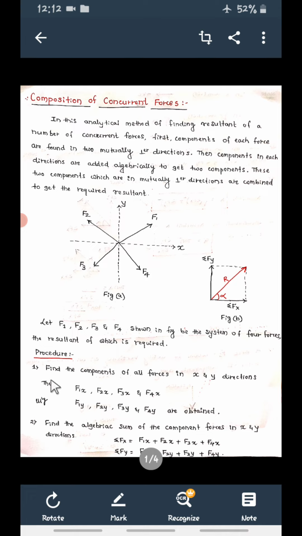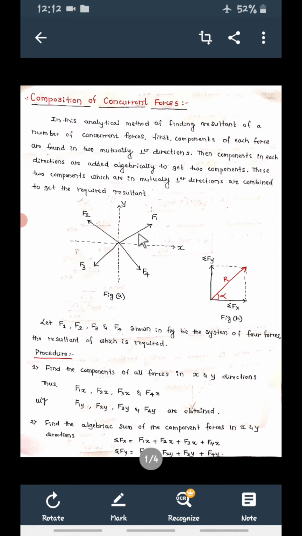Now what is the procedure? First find the components of all the forces in x and y directions. That is, first x-axis, all the forces, F1x. So make it horizontal, then that will be F1 cos theta. So F1x, this component in x direction; F2x, this component in x direction; F3x, this component in x direction; F4x. So F1x, F2x, F3x, F4x are the component forces along x direction.